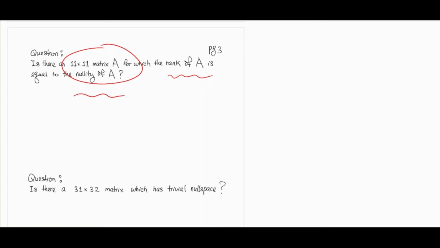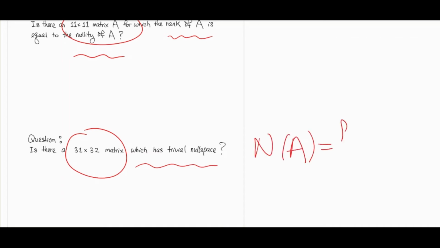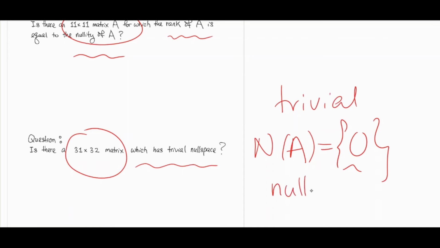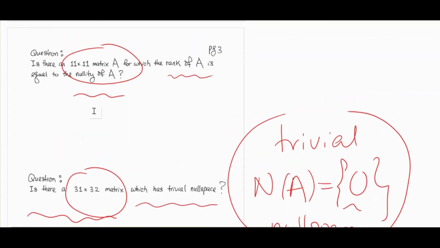Another question for you is, is it possible to find a matrix of size 31 by 32 for which the null space is trivial? Null space is trivial means that the null space consists only of the 0 vector. This is what we call a trivial null space. And you know that of all vector spaces, the smallest vector space is the one that consists of the 0 vector. That's called a trivial vector space. And it cannot be an empty set. The smallest has to be that. So the question is, can you find a matrix of size 31 by 32 where it has only a trivial null space? All right.